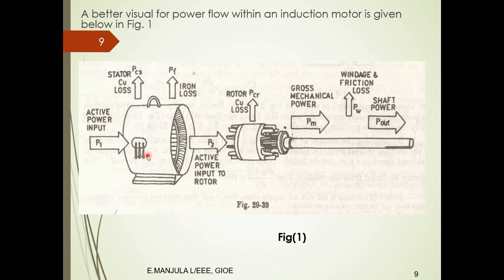Pictorially, we are giving P input, that is the power input to the motor, and here you get the stator copper losses and iron losses in the stator. Then you get the rotor input to the rotor, and in this the rotor copper losses, and here you get the gross power, and again windage losses, then the shaft power, which is the actual output.